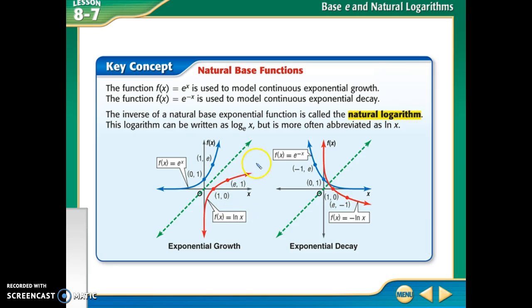Right, so e to the x is modeling continuous exponential growth, and then e to the negative x is decay. And we just use this natural log as the opposite of e, just like our logarithm is the opposite of exponential. All right, so here we have e to the x and then natural log of x. You can see how they look like inverse functions. And then here e to the negative x and negative natural log of x.